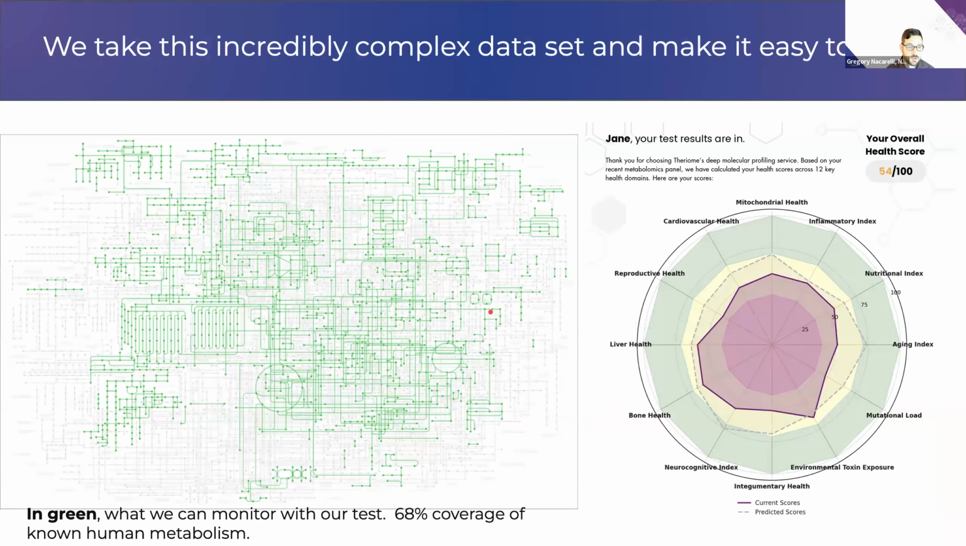The graph on the left here is looking at all human metabolism. And so you could see roughly from our metabolomic analysis, we cover roughly 68% of known human metabolism. And on the right is our health domains and the overall health score that we curate from these health domains. We rank them from poor, normative to optimized. And so this is what your main results page will look like on your test. And I'll go over this further in our sample report review.